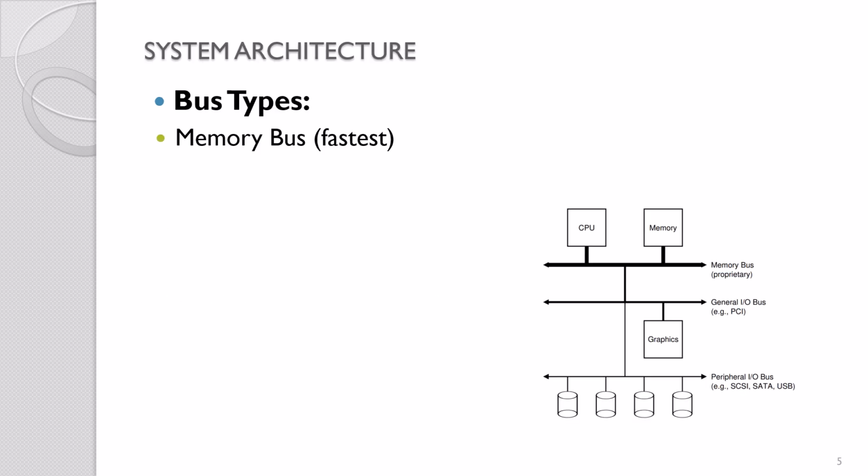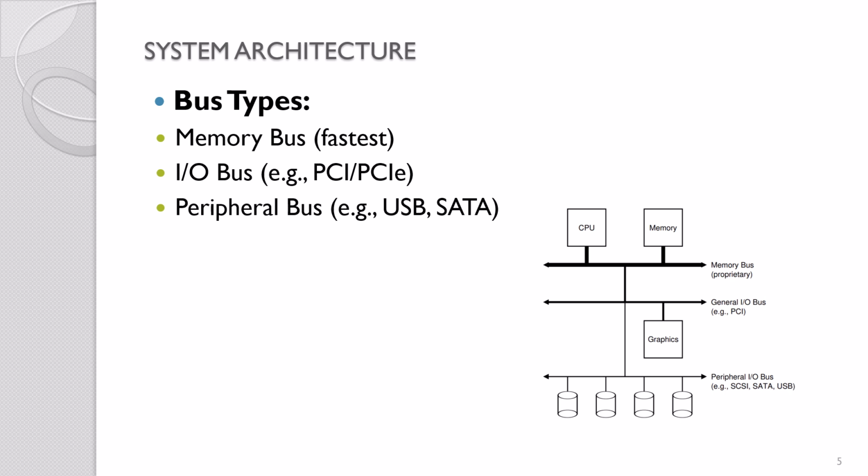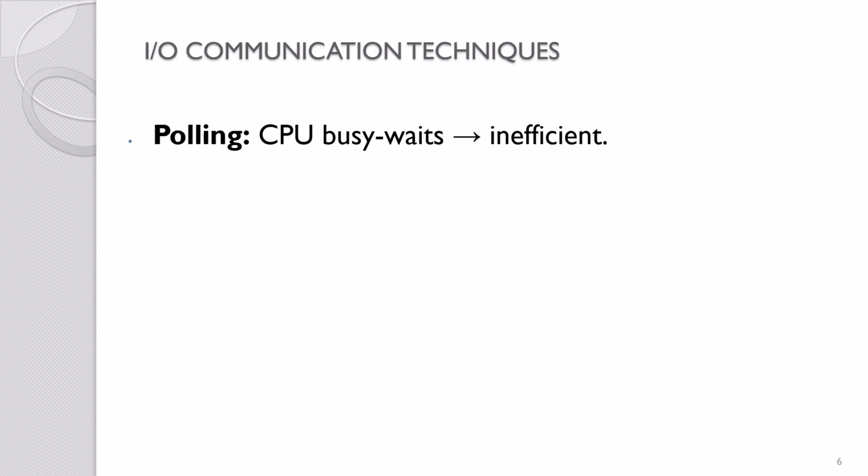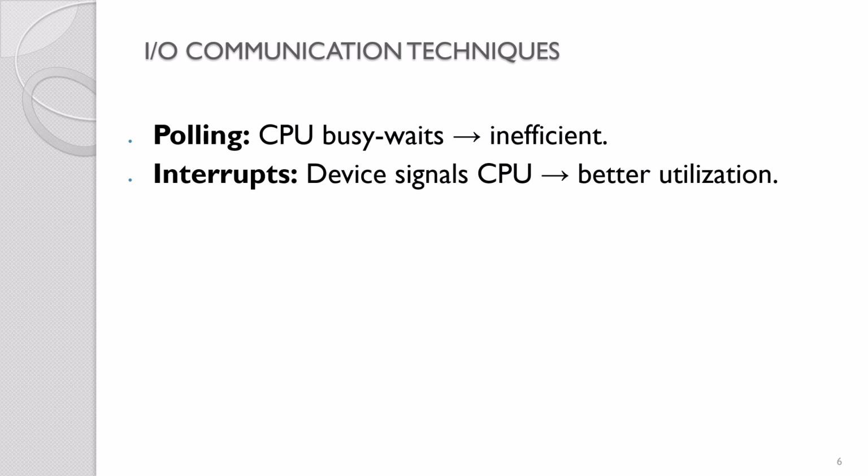So you have different types of buses on your system. You have your memory bus for your CPU and your memory, you have your I/O bus, and you have your peripheral bus. Some of the different ways that the operating system is going to communicate with these devices and the data. The first one is polling.